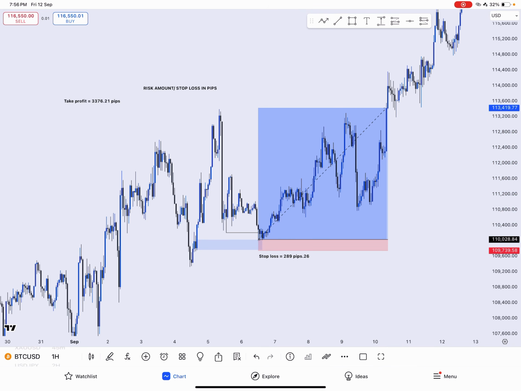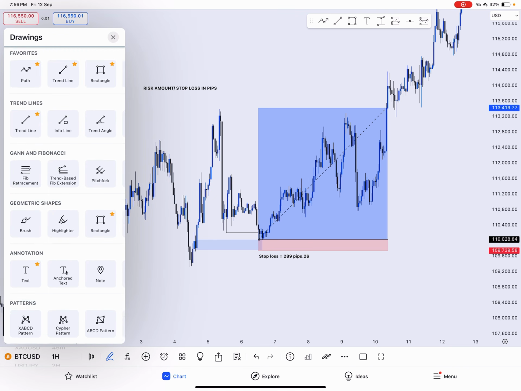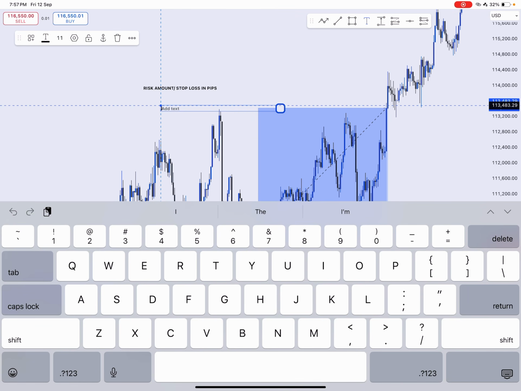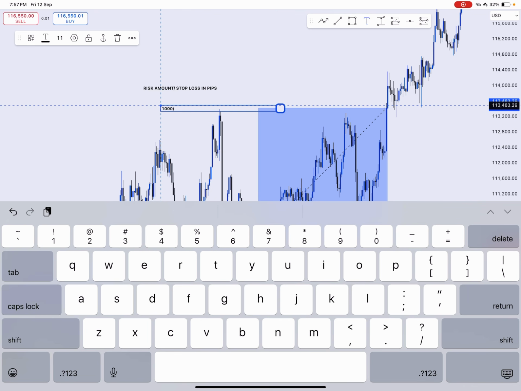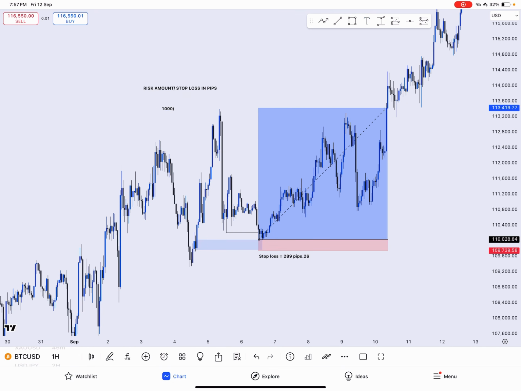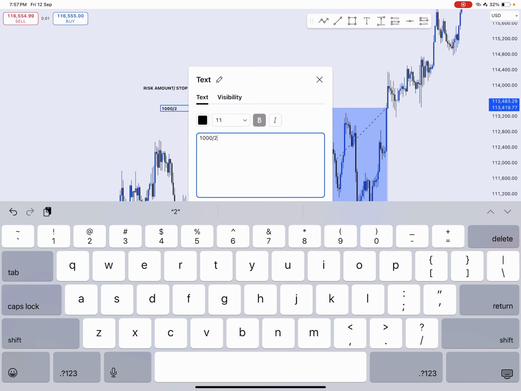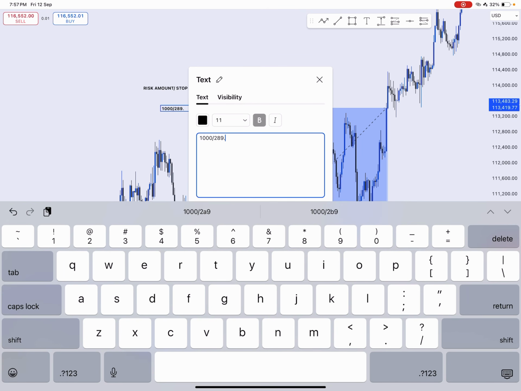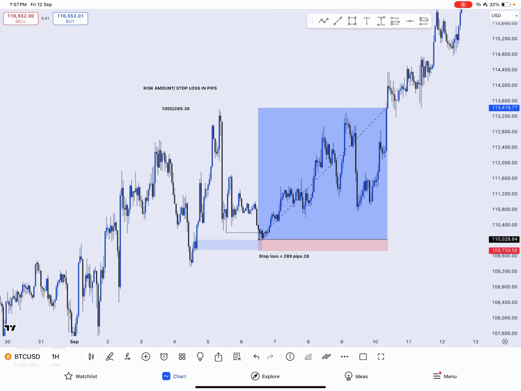So the formula for that is your risk amount divided by the stop loss in pips. Assuming your risk amount is $1,000, you do $1,000 divided by the stop loss in pips. In this situation, our stop loss in pips is 289.26 pips. Whatever the division gives you is what your lot size is. So if you do $1,000 divided by the 289.26 pip stop loss, you will get 3.45 lot size.